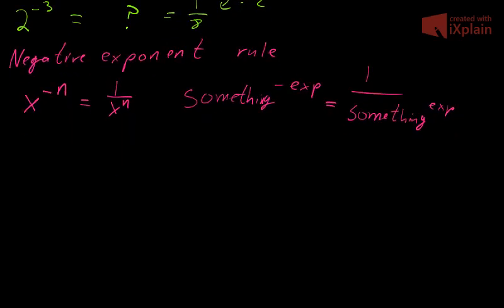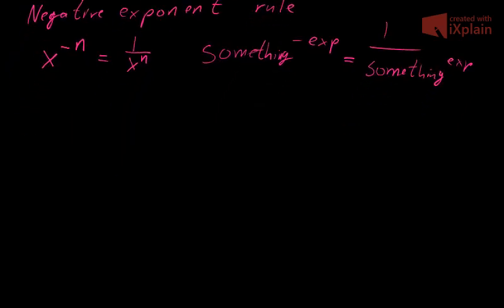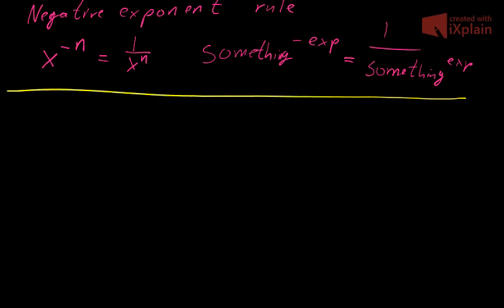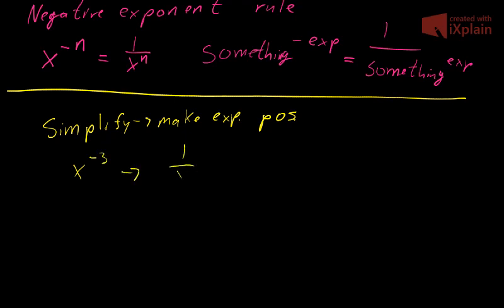So a lot of times when we simplify things, we want to write them with only positive exponents. So simplify means to make only positive exponents. So to do that, if I have x to the negative 3, it would become 1/x cubed. And if I had 1/x to the negative 4, it would become x to the positive 4.